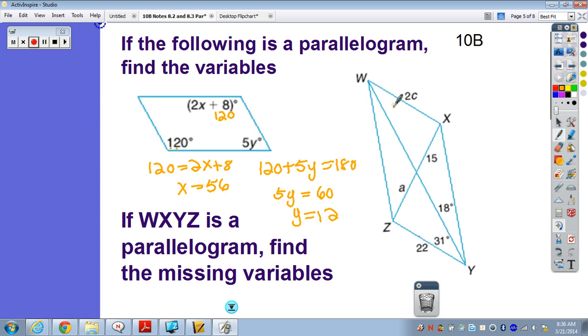And then the last example, WXYZ is a parallelogram. Find the variables. So again, I'm going to mark opposite sides congruent, which means that 2C is equal to 22. So C is 11. The diagonals bisect each other. So I know that A has to be 15. These pieces are equal. And I think that's all we have to find, so we're good.